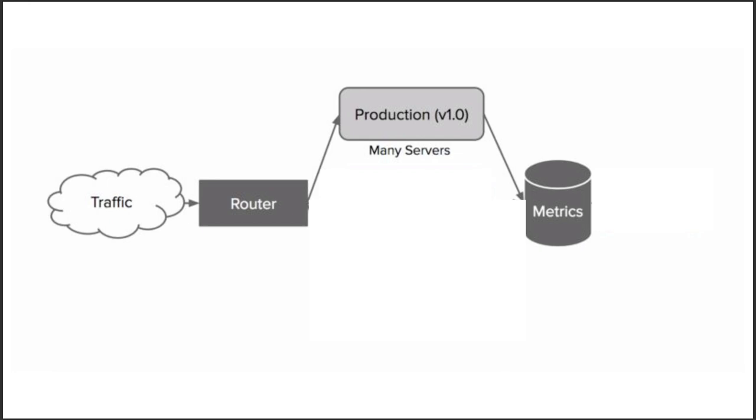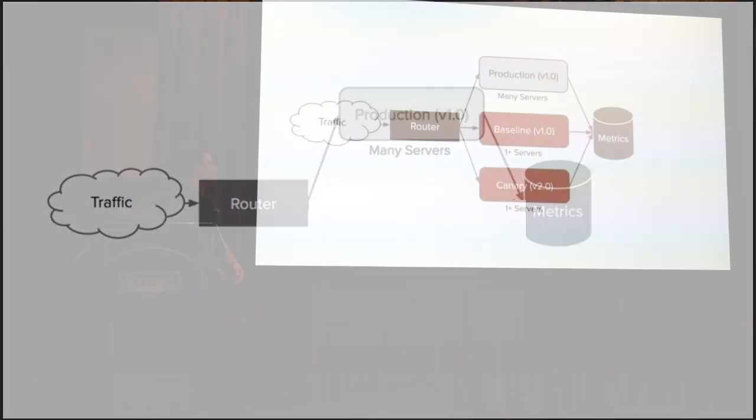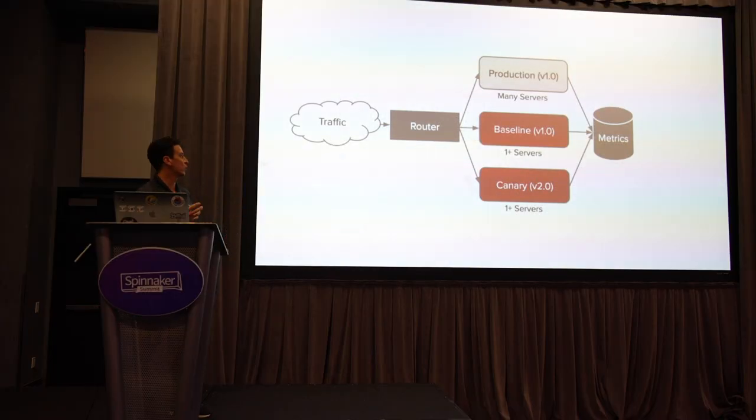So what Canaries do and how it changes things is it introduces two new deployments. The idea of a baseline and a canary. The baseline you can see is running V1, same exact code as production is running, and canary is running V2, or your release candidate. And you'll also notice that production is running many servers, whatever your default replica set count is. And then baseline and canary are going to be running substantially less. I'll go into a little bit why we do it that way. It has to do with trying to emulate load as much as we can without having equal traffic going to those deployments.